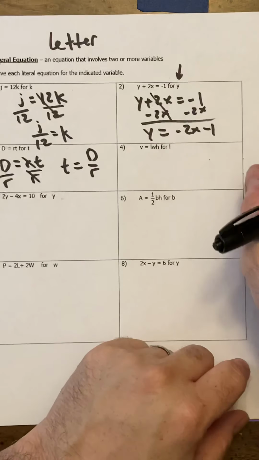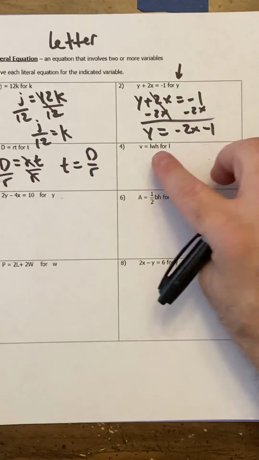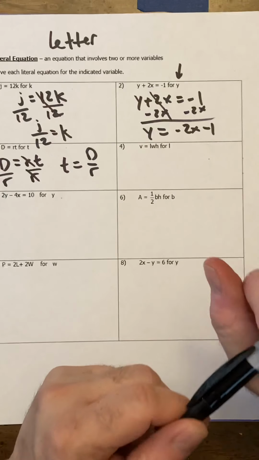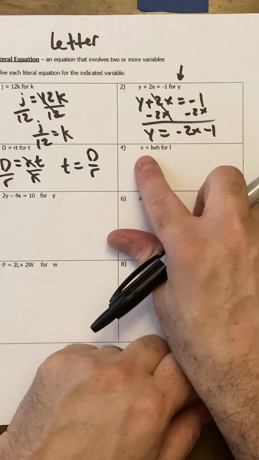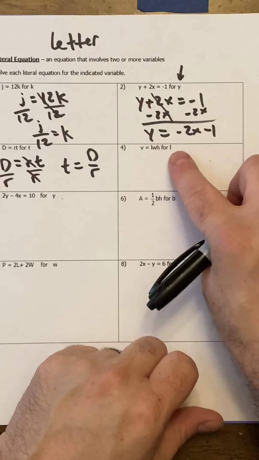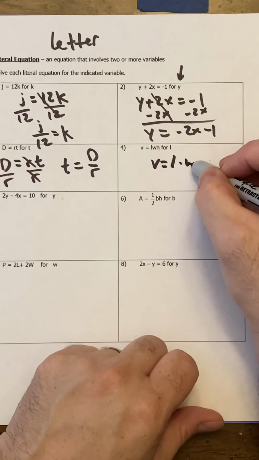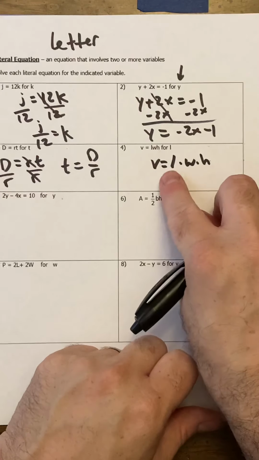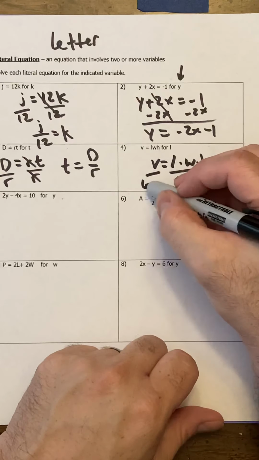Here's something very similar. V equals L times W times H. What do you think those letters stand for? You might know an equation that looks like that. So volume is equal to length times width times height for a rectangular prism. We want to get L by itself. Let me write this a little larger. L times W times H. Well, I don't want the W and H here, so we're going to divide both sides by WH.